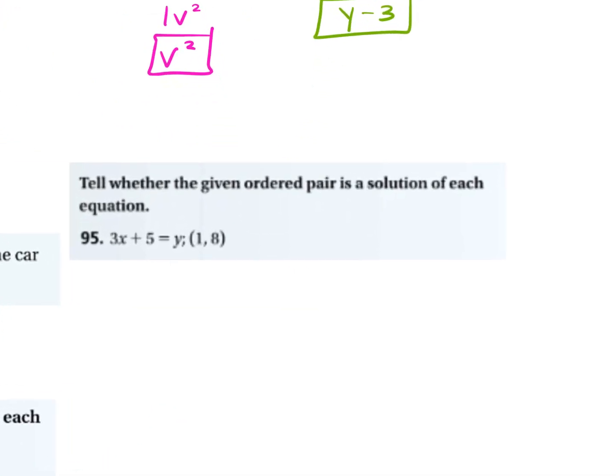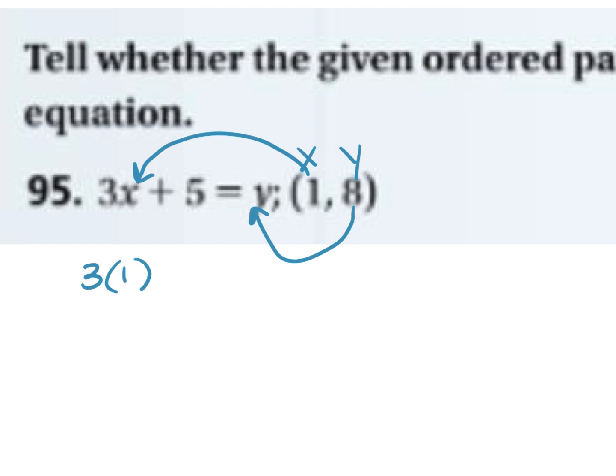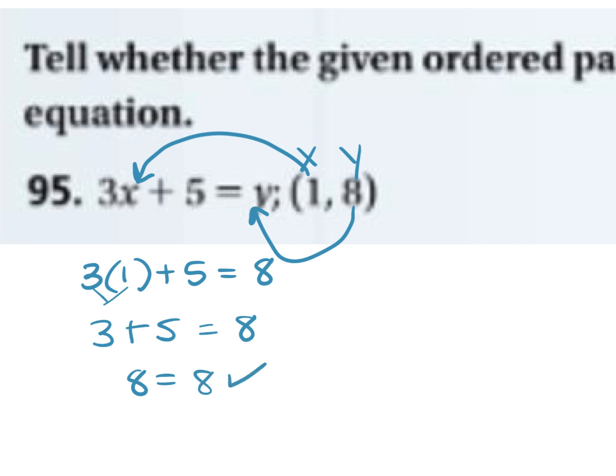All right, last one. Tell whether the given ordered pair is a solution of each equation. How do you do that? I forgot. Plug it in. This is an X, this is a Y, right? So plug this in for Y, plug this in for X, and see if it's a true equation. So 3 times 1 plus 5 would have to equal 8 if this was going to be true. So 3 plus 5 equals 8, which means 8 equals 8, and that checks out. So is it a solution? We would say yes, that is a solution.